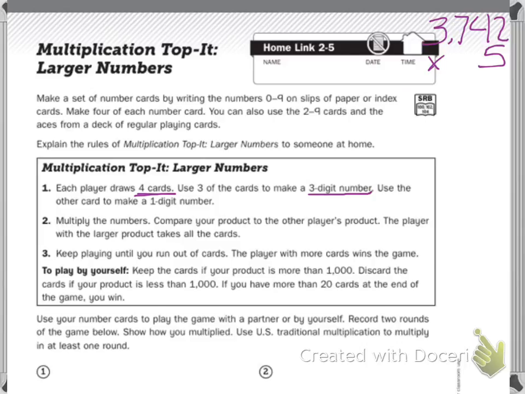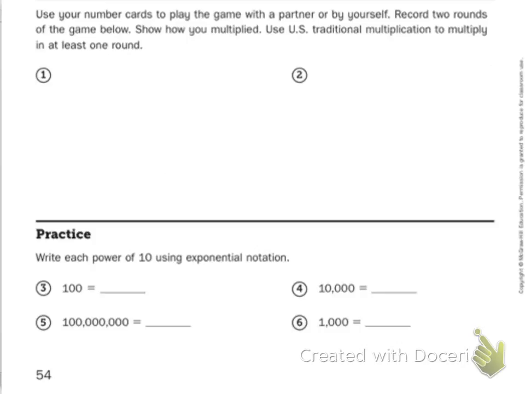Record 2 rounds of the game below. Show how you multiplied. Use U.S. traditional multiplication to multiply in at least 1 round. So I need to see this at least 1 time. So I've picked my cards, and I'm going to write in orange the cards I picked. I picked a 7, a 3, a 6, and a 2.